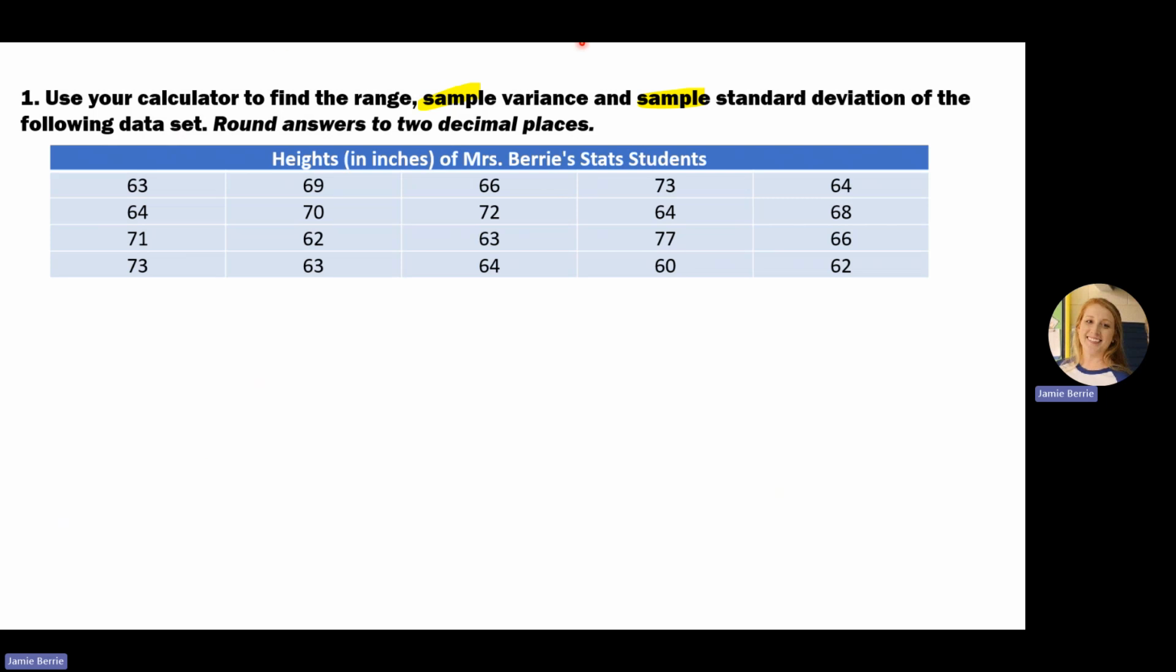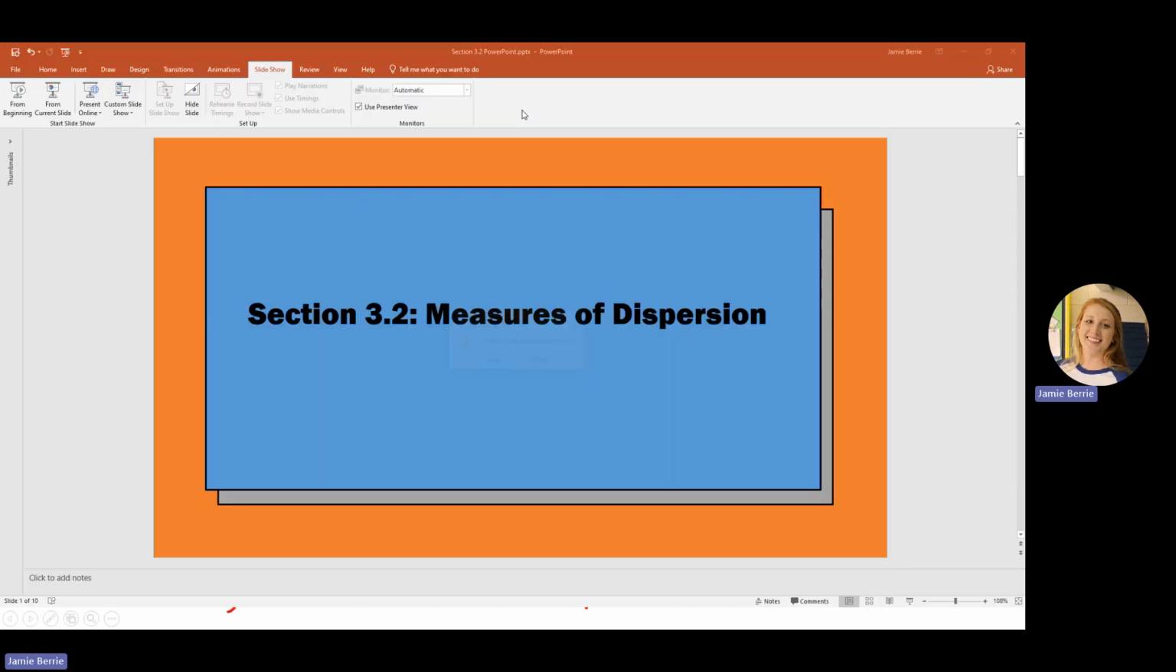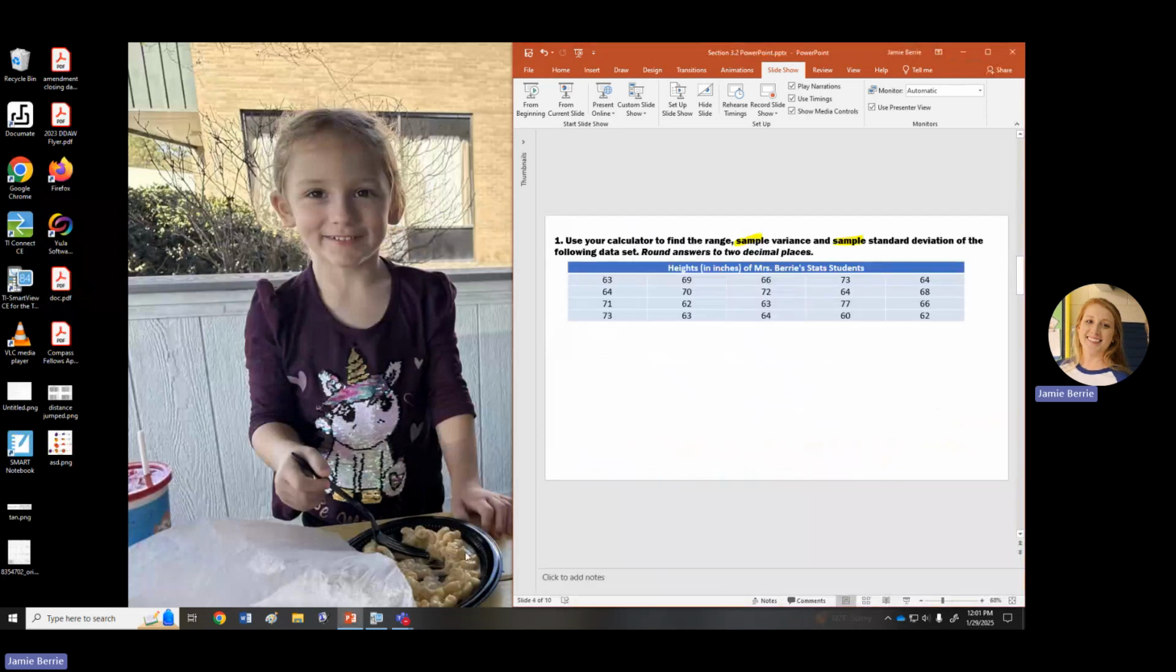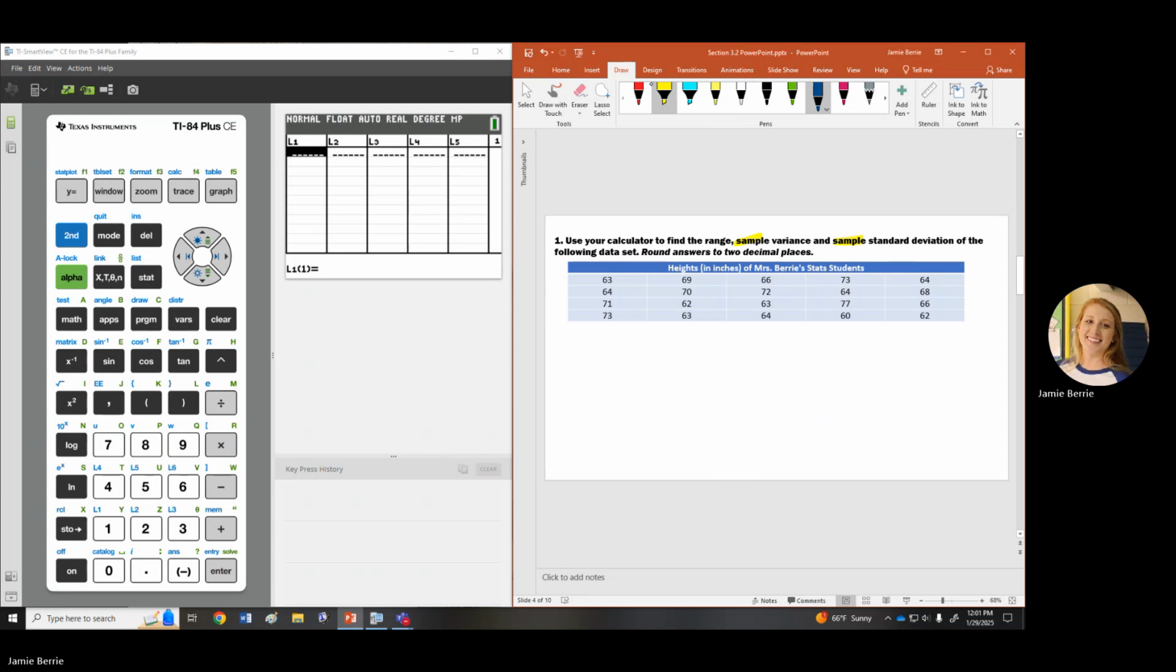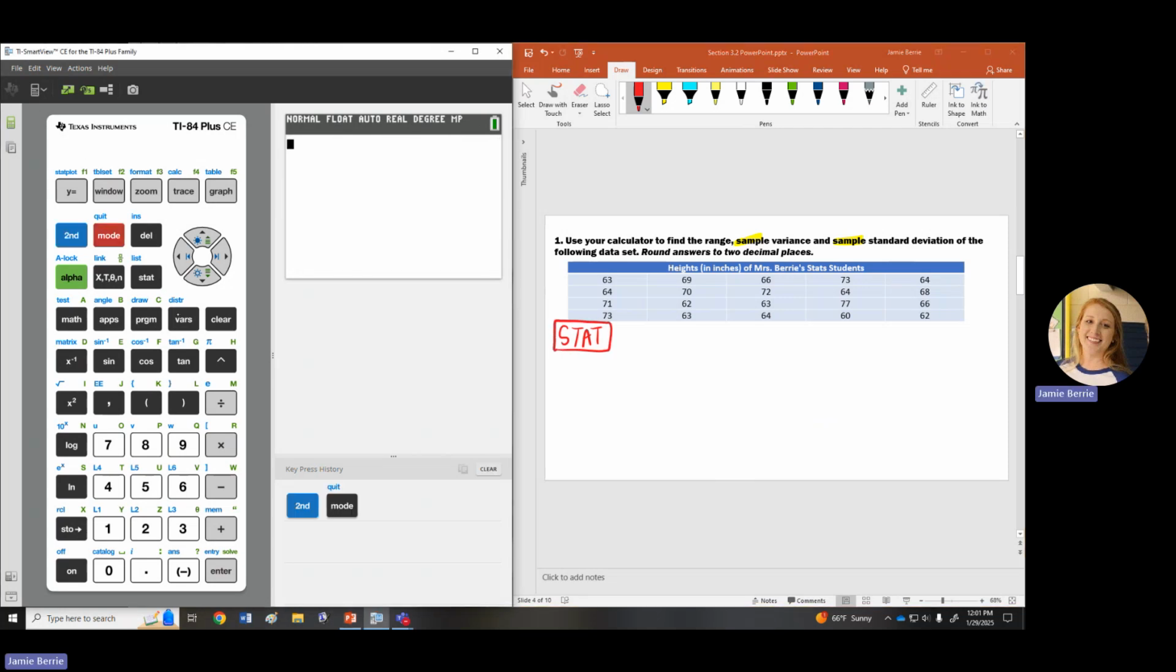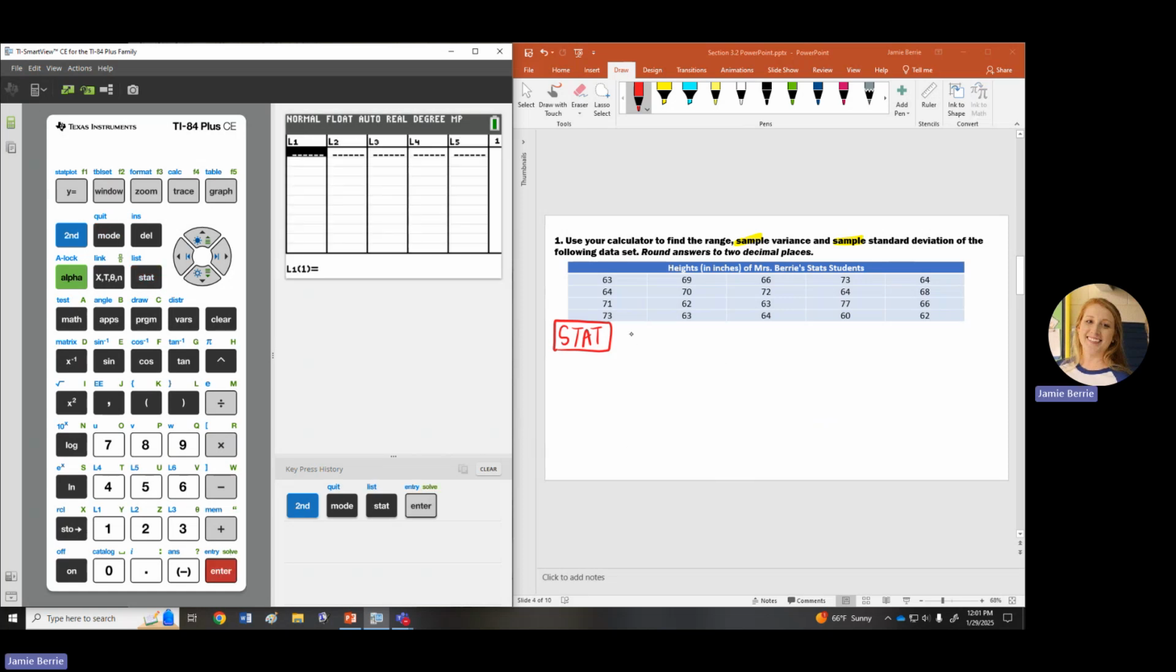All right, so let's get this little split screen going here and start typing this in. All right, so just like in our last video, you are going to start by going to Stat. So go to the Stat button. All right, so you're going to hit your Stat button right here. Then you're going to go to Edit, option number 1, which is Edit. And then you're going to type the data into the L1 column. Everything's going into the L1 column.